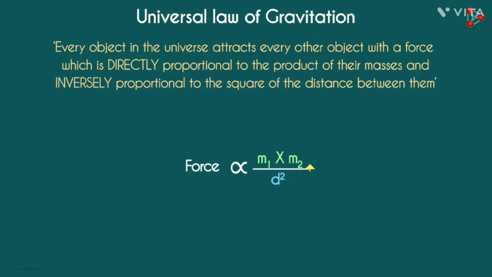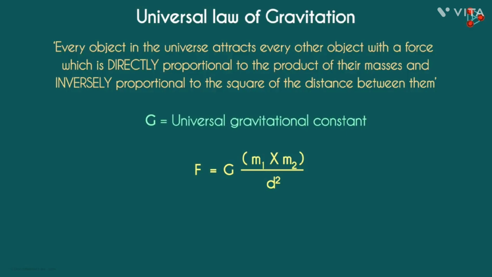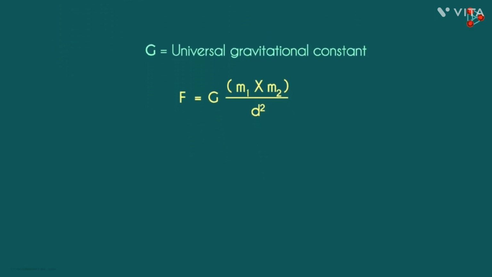So if the mass of any of the objects increases, the gravitational force will have more magnitude. And the more the distance between the two objects, the lesser will be the gravitational force. Directly proportional to the product of the masses and inversely proportional to the square of the distance between them. This can be written as F equals G times m1 times m2 over d squared. G here is the constant of proportionality and is called the universal gravitational constant. The equation can be modified and written as G equals F times d squared over m1 times m2.